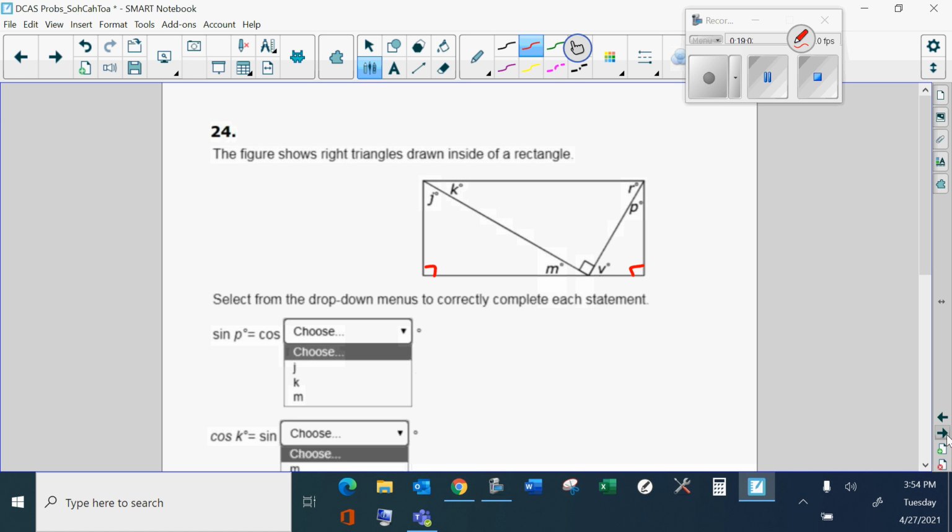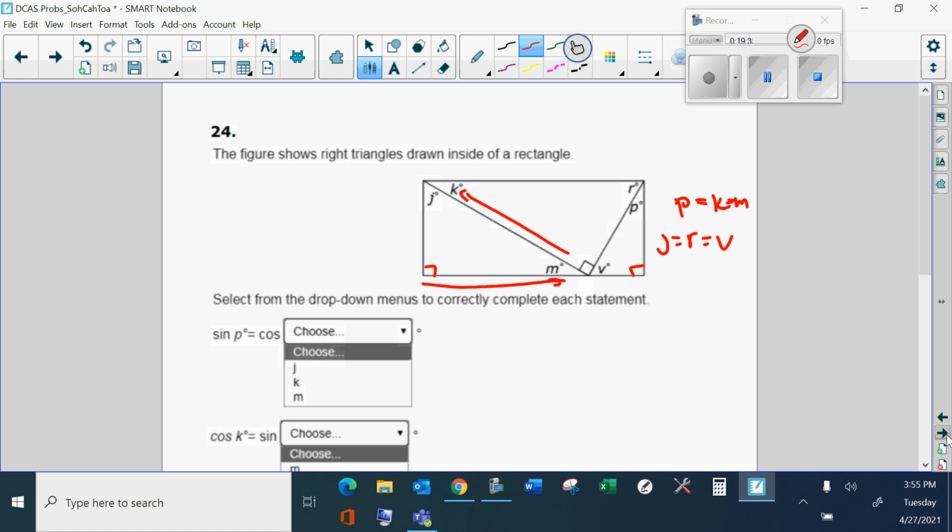The sine, so this is the longer side. So P, going up from the right angle, matches up with K, because this is the longer side, and this one going up from the right angle, K. And on this one, that would be M, the longer side in this right triangle. So P, K, and M are the same. Therefore, J, R, and V are the corresponding. Okay, select from the drop-down menu.